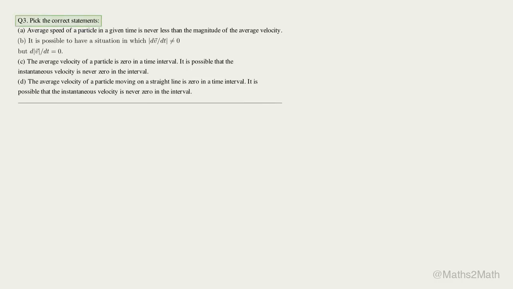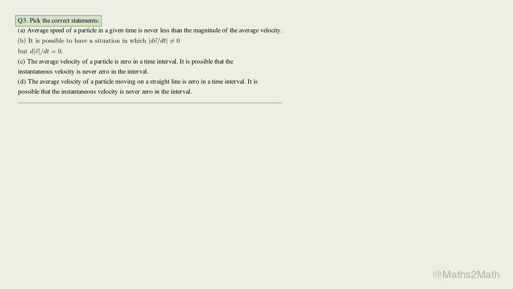Question 3. Pick the correct statements. More than one may be correct. Option A. The average speed in a given time is never less than the magnitude of the average velocity. Option B. It is possible that the magnitude of dv/dt is non-zero, while d|v|/dt is 0. Option C. The average velocity is 0 in an interval, yet the instantaneous velocity is never 0 in it. Or Option D. The same, but for a particle moving on a straight line. What does this mean? Distance versus displacement and turning without changing speed.